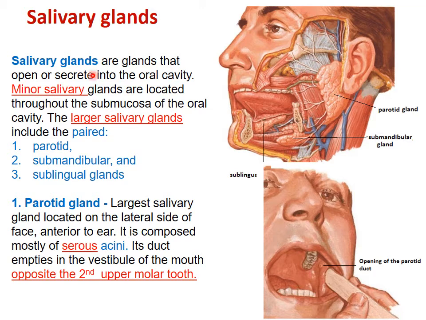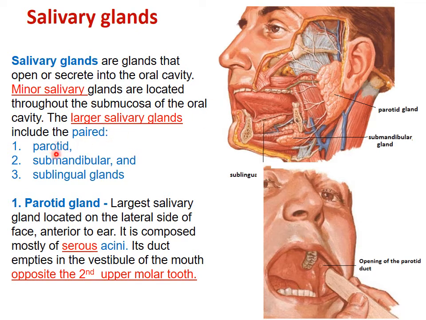Now, do the salivary glands open and secrete into the oral cavity? Minor salivary glands are located throughout the submucosa of the oral cavity. They are minor, and these glands are called the major. Major means larger, big ones. These are the major glands, and those are minor salivary glands. They are just below the mucous membrane inside the oral cavity. Now come to them one by one.